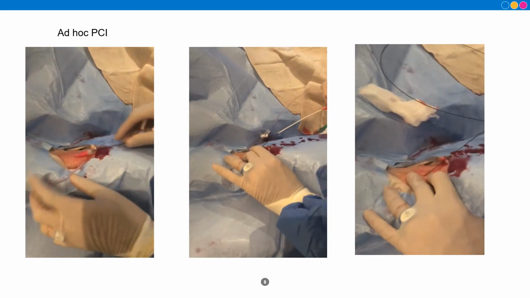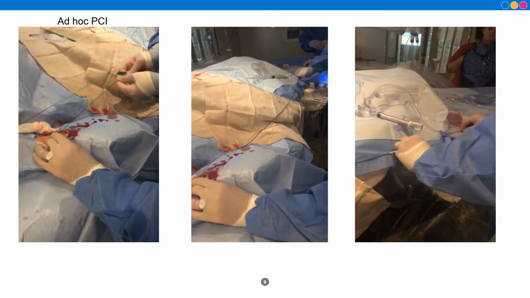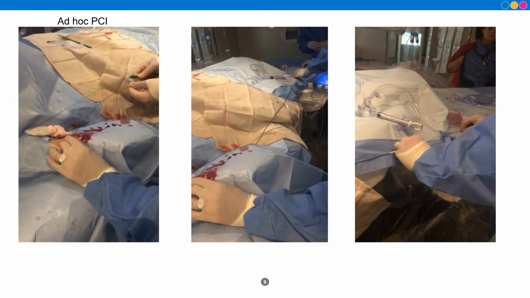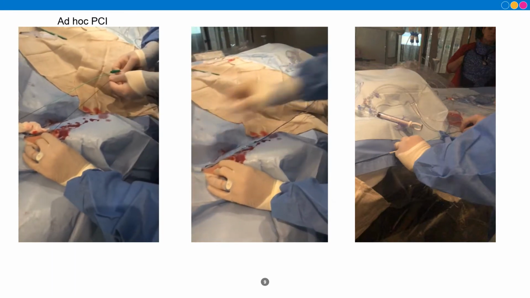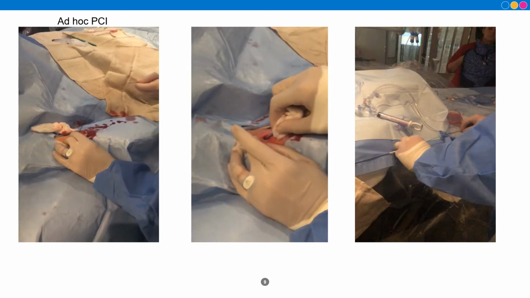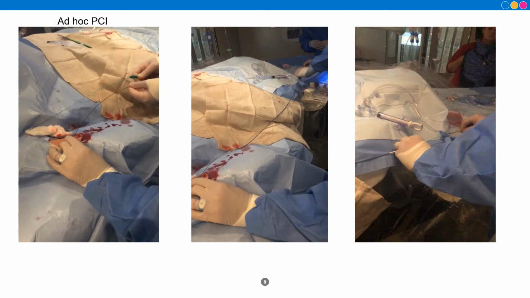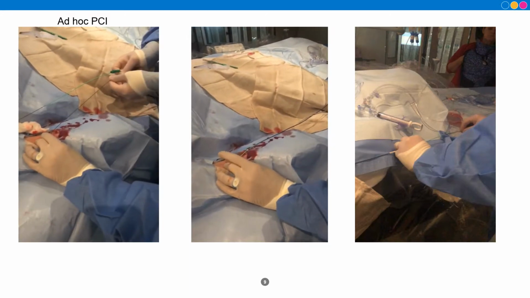This skin nick is absolutely essential in my opinion to perform a seamless or smooth procedure with the Railway access system. So after performing this skin nick, you want to load your assembly that you kept prepared on the 035 wire, and your assistant is now helping you keep the wire with a straight rail and pushing the assembly together. You can see how easily the dilator and guide catheter entered through the radial artery.